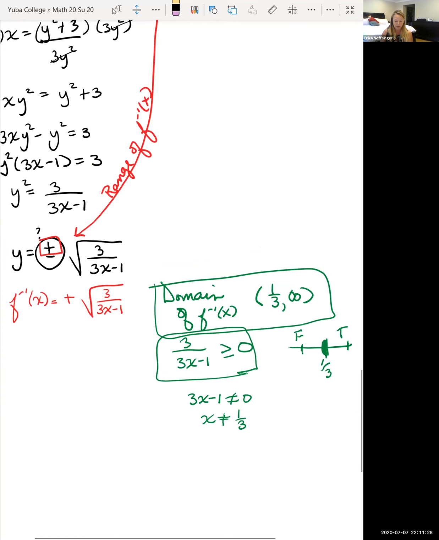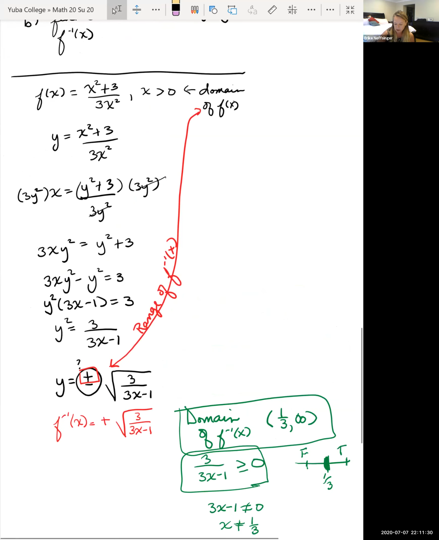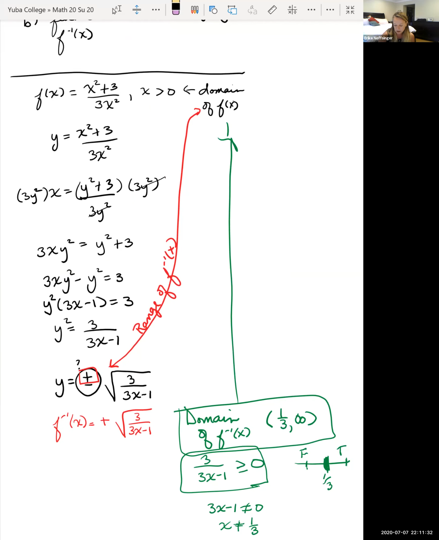So that domain of my inverse function is my range of f inverse of x. So instead of x has to be greater than 1/3, it's y has to be greater than 1/3. Or I could write that in interval notation also, 1/3 to infinity. Okay.